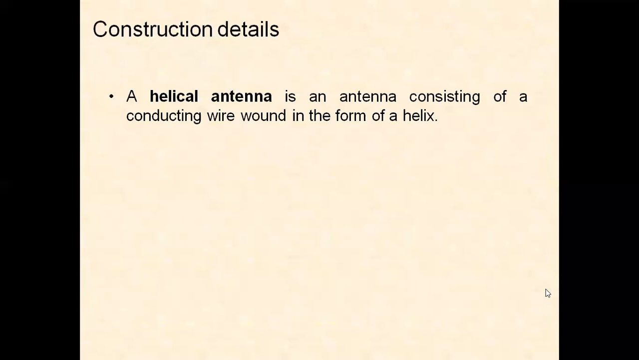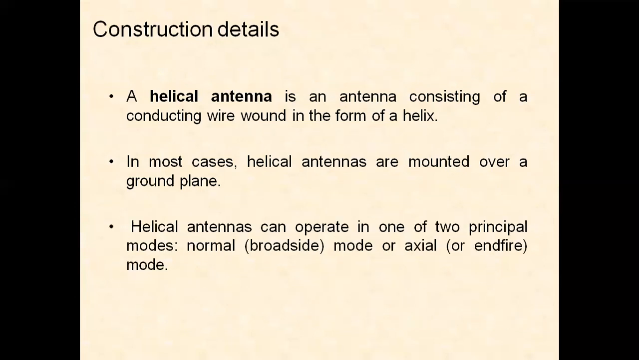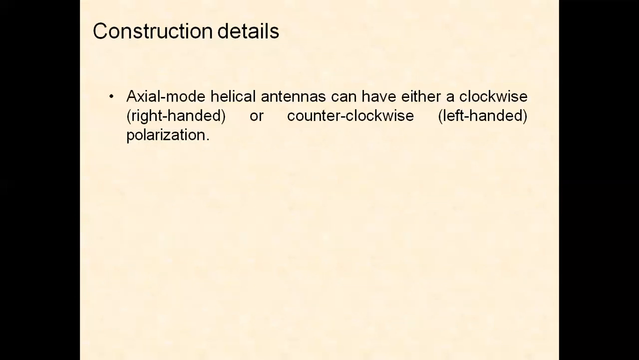Constructional details. A helical antenna is an antenna consisting of a conducting wire wound in the form of a helix. In most cases, helical antennas are mounted over a ground plane. Helical antennas can operate in one of two principal modes, normal mode or axial or end-fire mode. Axial mode helical antennas can have either a clockwise, right-handed, or a counterclockwise, left-handed polarization.